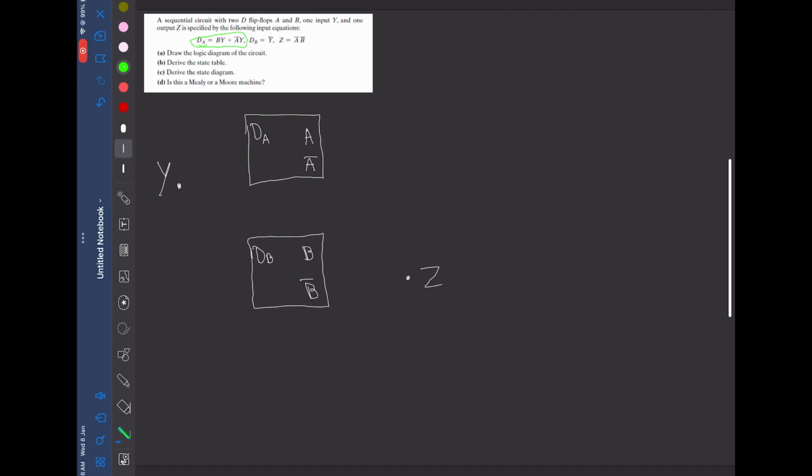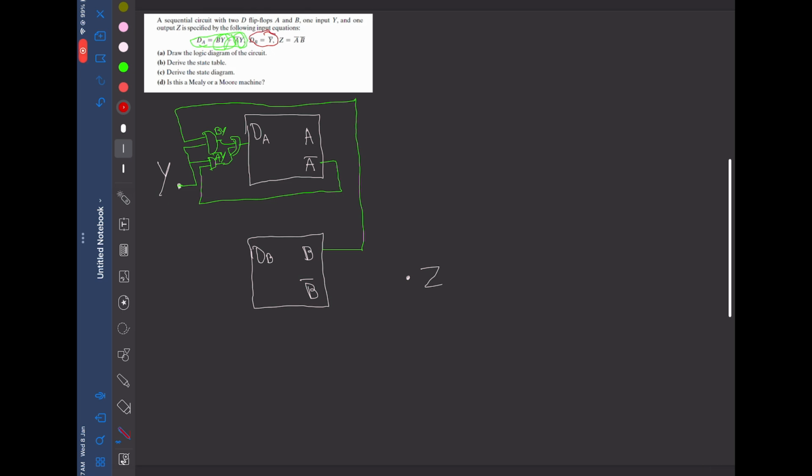Okay, so this is the equation. This is how we link it. First of all, there's BY. We take from the B and then we take from the Y and we put AND between them. I'm sure you're familiar with them. Then we put the A bar Y. We take from the A bar and we take from the Y and we put an AND operator. Now there's a plus sign between them, so that's an OR. We put the OR gate and we link it to the DA.